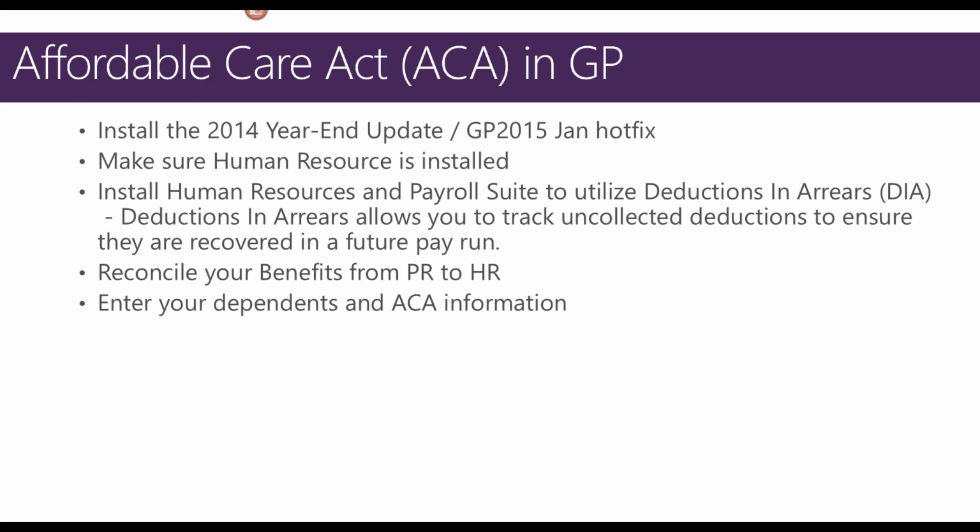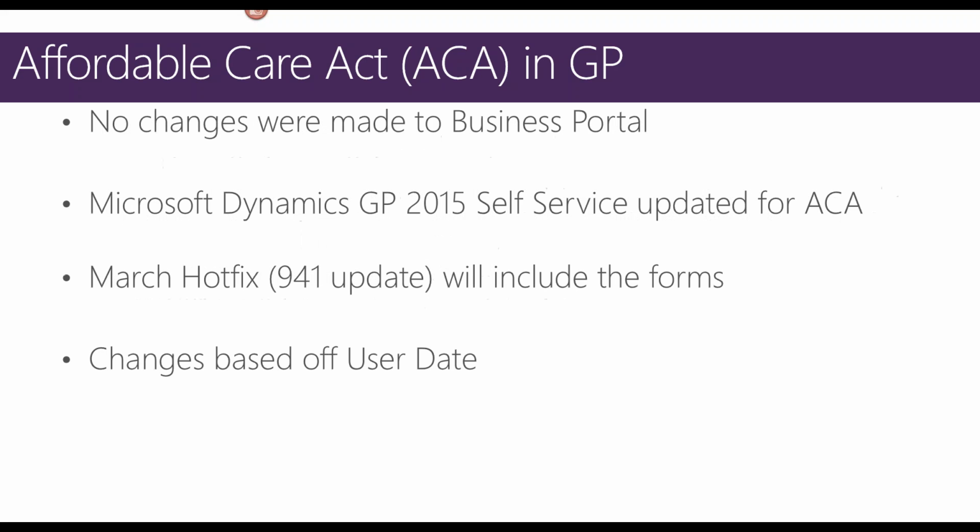If you have not used HR, you would install HR, and then you could do a reconcile for your benefits in payroll over to HR. And if you need to, enter your dependents and ACA information. And we'll go through this in a little bit more detail. No changes were made to the business portal. GP 2015 self-service was updated for ACA, and like I said, the March hot fix included the forms.